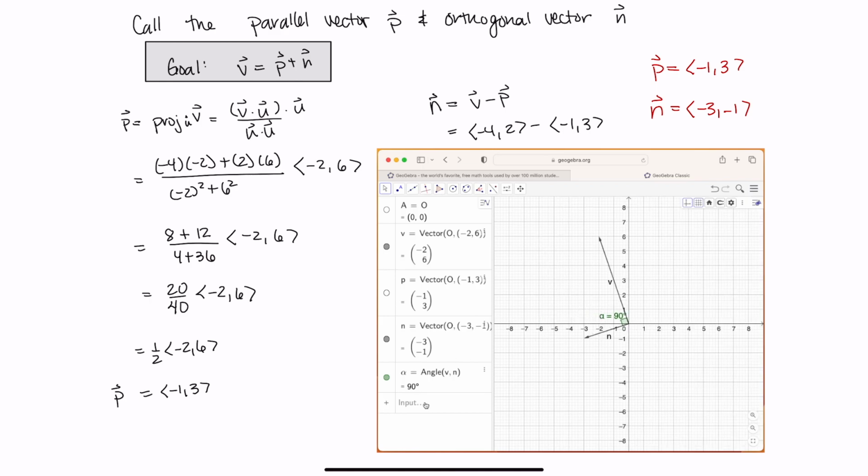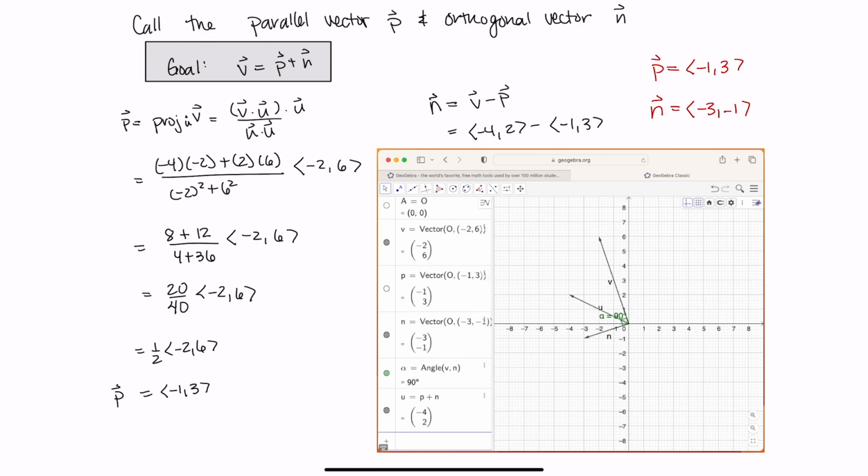Perfect. Now, the last thing I'm going to do is type in P plus N. And look at that. That is certainly what we defined our vector V to be, which was negative 4, comma 2.